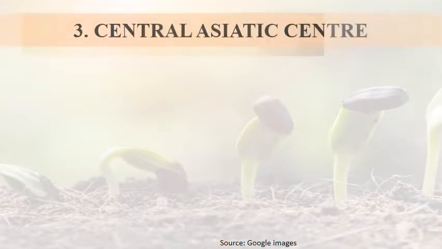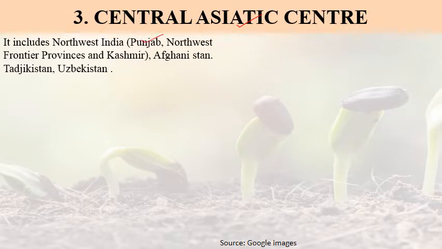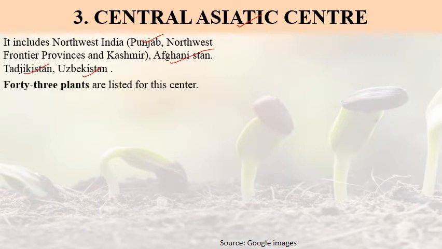Third center of origin is the Central Asiatic center. It includes northwest India like Punjab, the northwest frontier provinces and Kashmir, Afghanistan, Tajikistan, Uzbekistan. There are approximately 43 plants which are listed for this center, जो कि endemic है इस center के लिए.